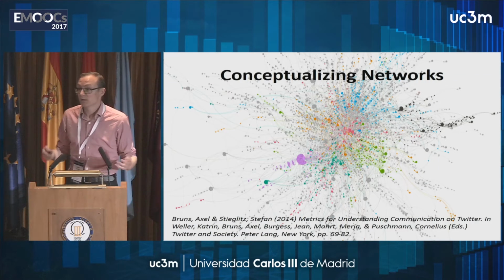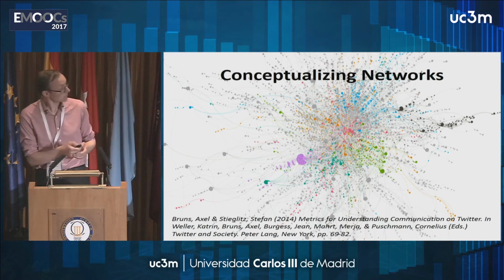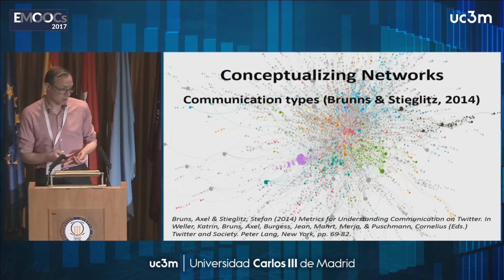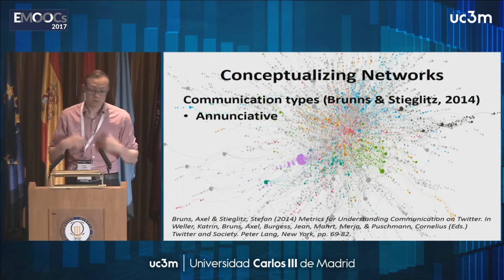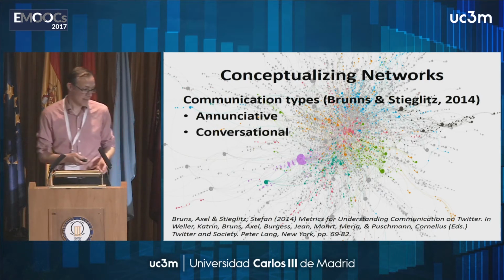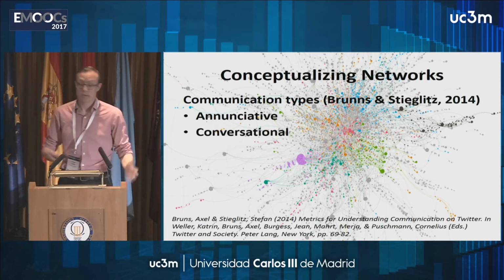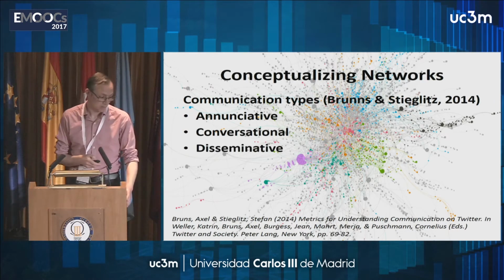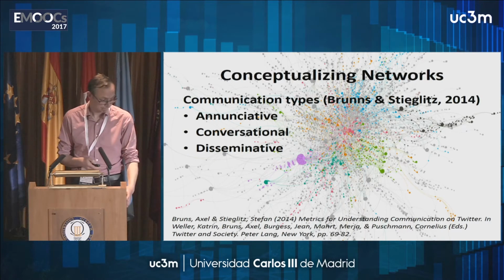So there's different ways of conceptualizing a network. And this is a very good book on this topic, Metrics of Understanding Communications on Twitter. The authors of this book talk about enunciative, you say something; conversational, you reply to somebody; or disseminate, if you retweet somebody. So there's three basic forms.